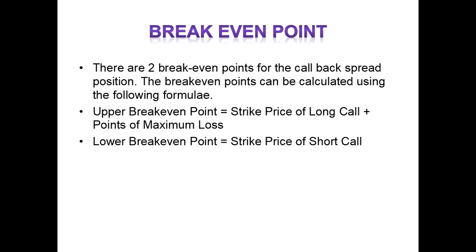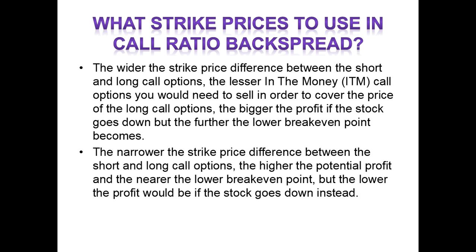There are two break-even points for the call backspread position. The break-even points can be calculated using the following formula. The upper break-even point is calculated by strike price of the long call plus points of maximum loss. The lower break-even point is the strike price of the short call.